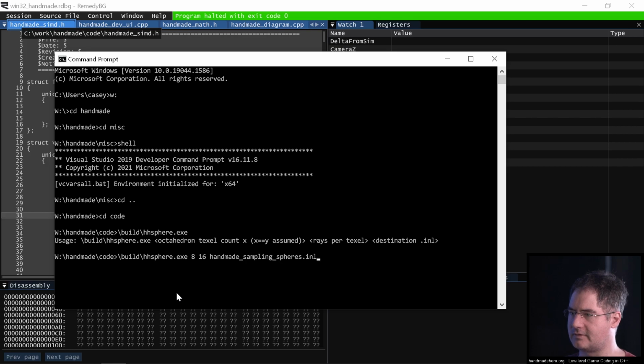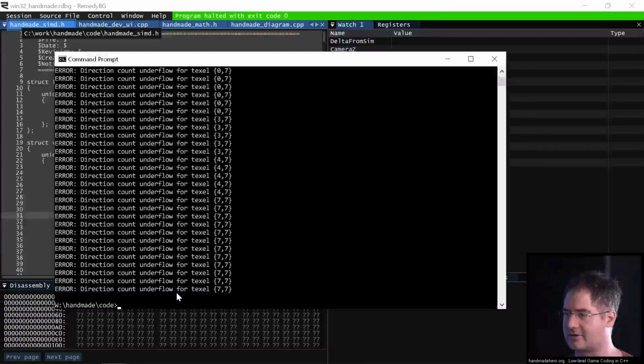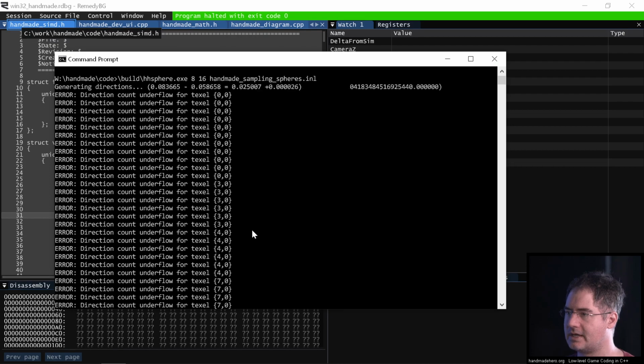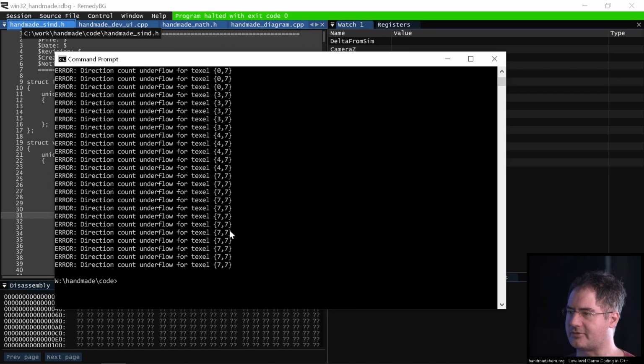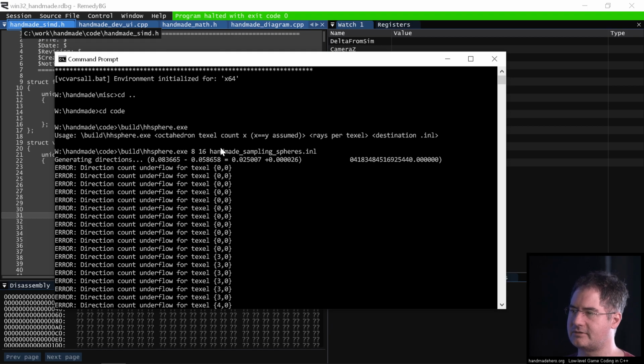Handmade sampling spheres. So we'll see if we massively oversample the sphere, will that let it pick enough for each texel? If it doesn't, that suggests maybe we've got a bug where it's actually not picking properly, because with twice as many, you would think there would be plenty in any given section of the octahedron to get the number that was necessary, right? And this doesn't really look all that much different, right?